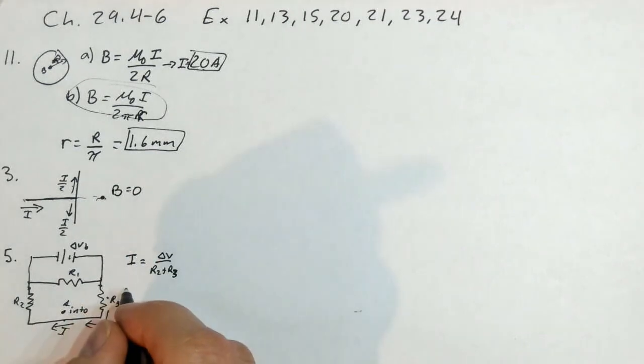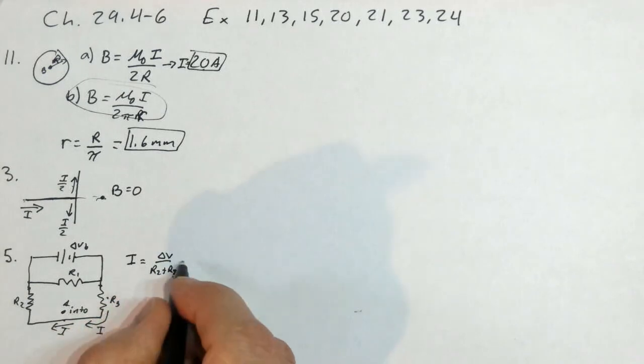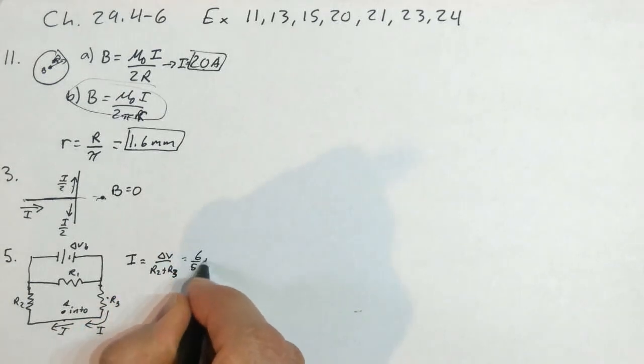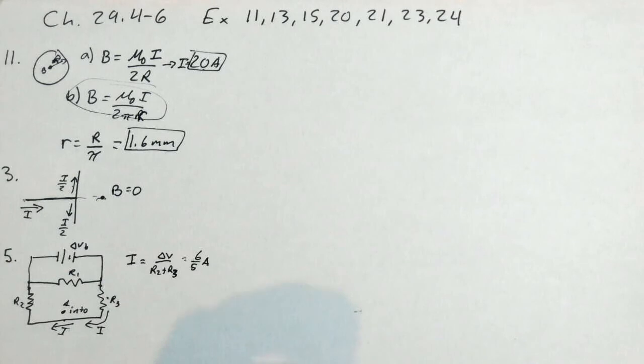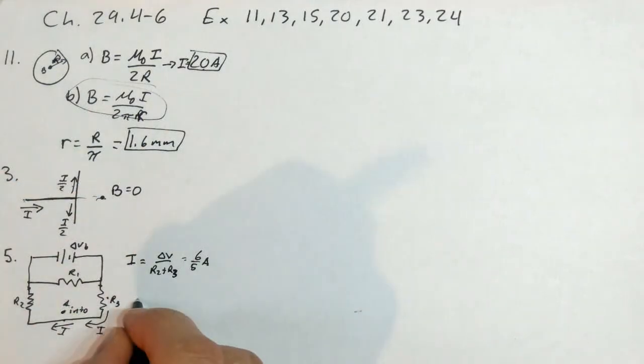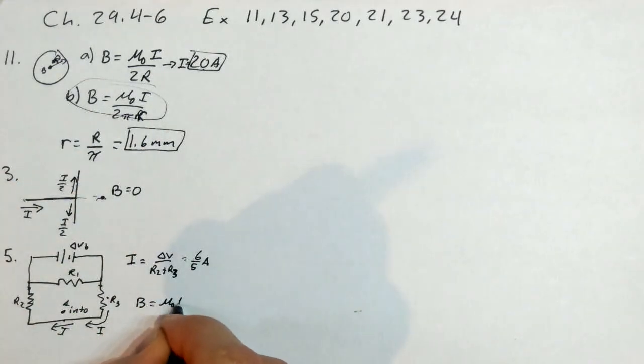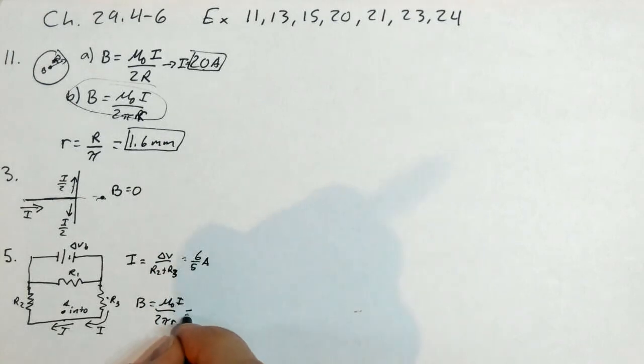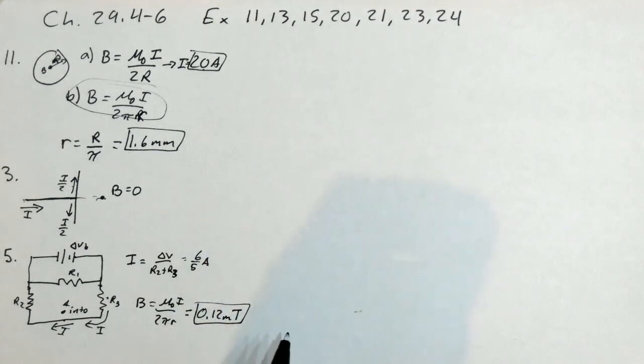Okay. And if you do that, you'll get 6/5 amps, which then if you plug into this equation, you have B equals mu naught I over 2 pi R, and plug in all those numbers, you'll get 0.12 millitesla. Okay.